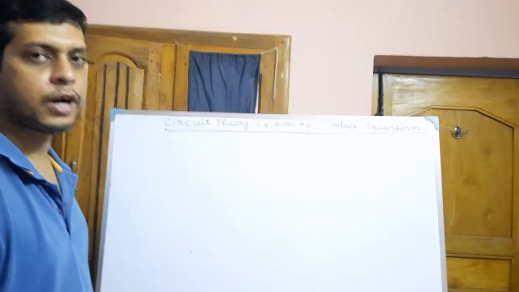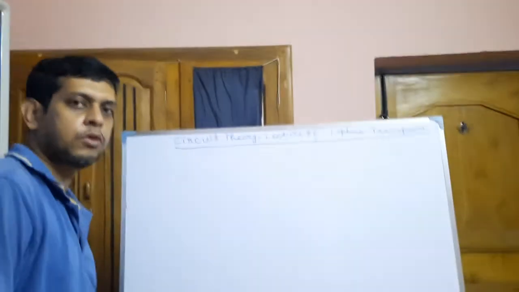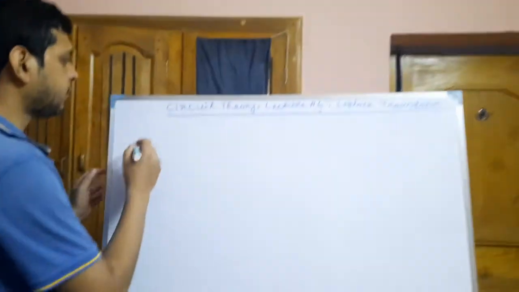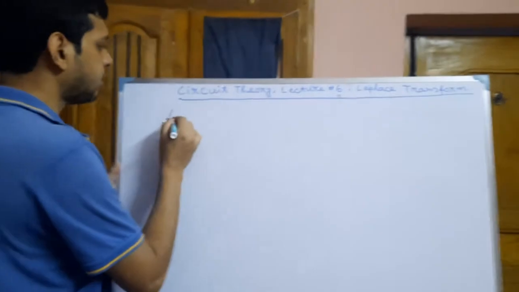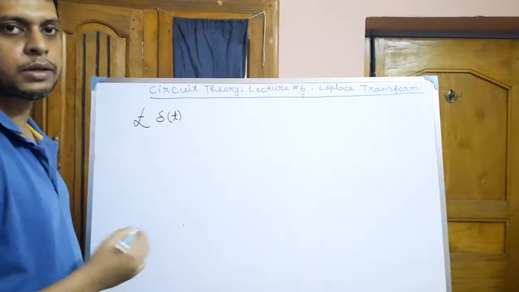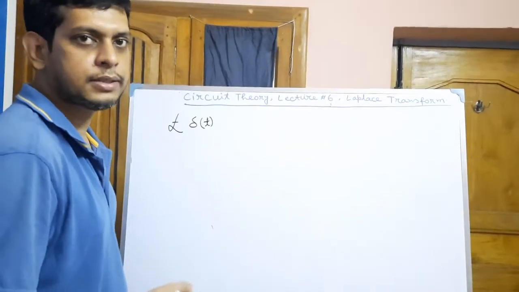Today, first let us determine the Laplace transform of a unit impulse function. That is, we want to determine this one. Delta t means what? Delta t means unit impulse function. You all know what this is.